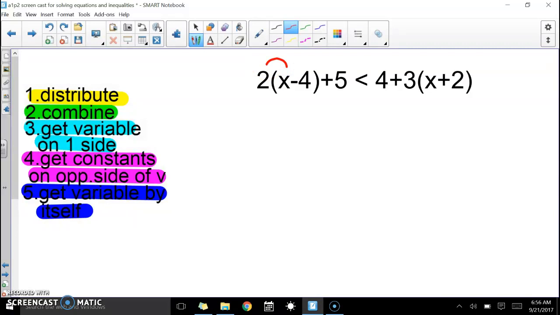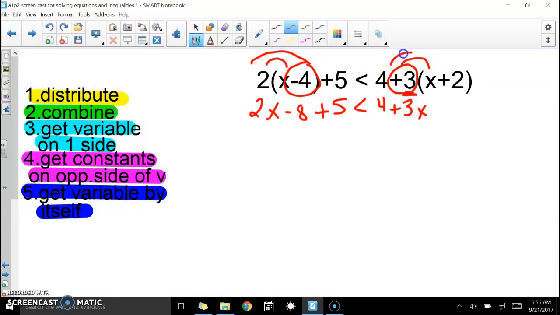So 2 times x is 2x. 2 times negative 4 is negative 8. That's why I write minus 8. I just bring down my plus 5, my sign, my 4, because I need to distribute this positive 3 to this x and get positive 3x, and this to this positive 2 and get positive 6. Okay, I have now done step 1. I have distributed. So now I'm going to move to step 2, which is combine like terms. So I have this negative 8 plus 5. I'll bring down my 2x.